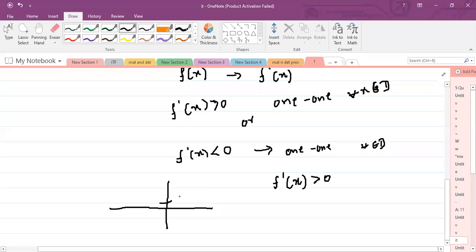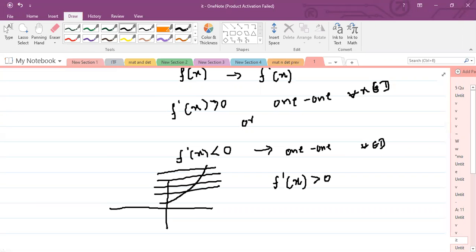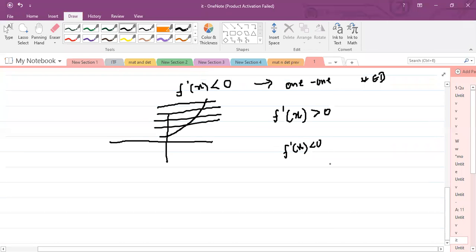It may be like this. If the graph is strictly increasing, and you draw lines parallel to the x-axis, it will not cut at more than 1 point. Therefore, it is 1-1. And even if f dash of x is less than 0, it means the graph is strictly decreasing.